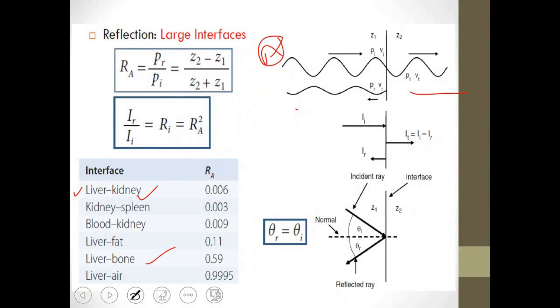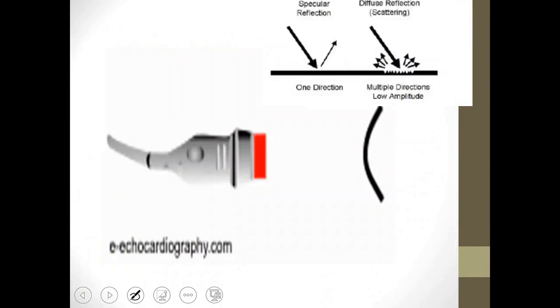Okay, if the beam or your pulse comes at a certain angle, which I call the incident angle, it will equal the reflection angle. The angle of incidence equals the angle of reflection, which is this angle. And this angle, good.